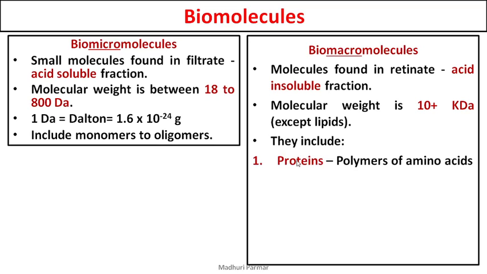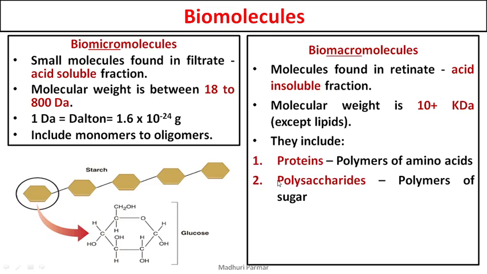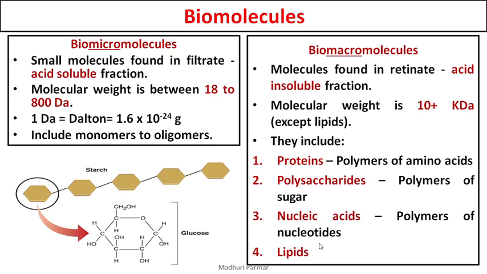Biomacromolecules include proteins, which are polymers of amino acids, and polysaccharides, which are polymers of sugar. Here is glucose sugar, and when you make a huge polymer out of it, it is called starch, which is a biomacromolecule. Nucleic acids are polymers of nucleotides, and then you have lipids.